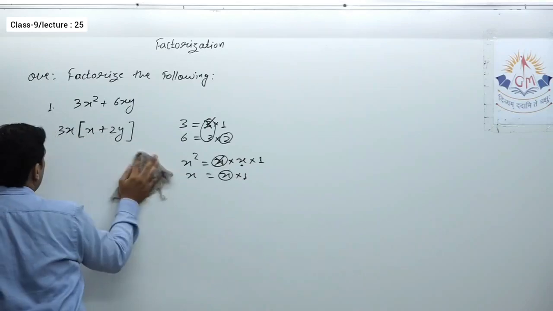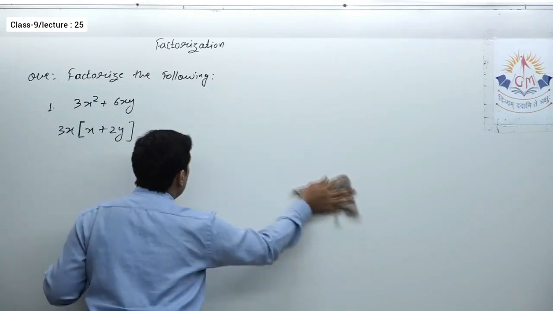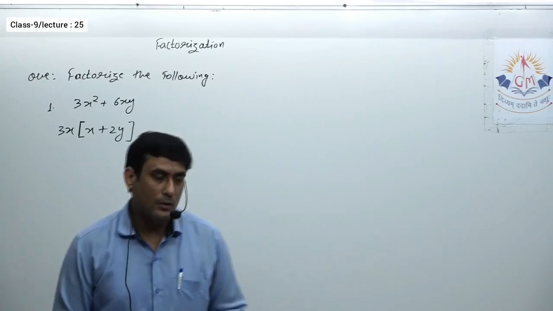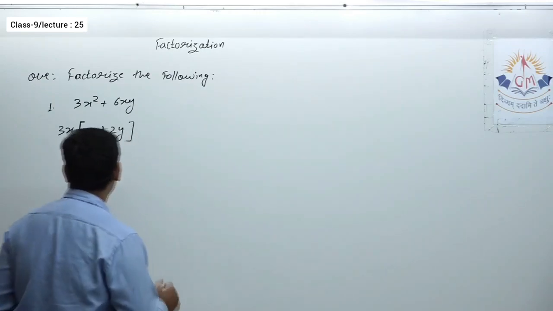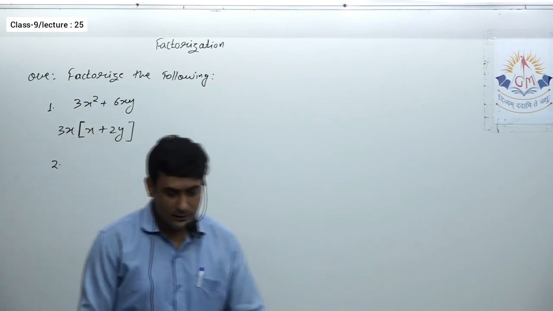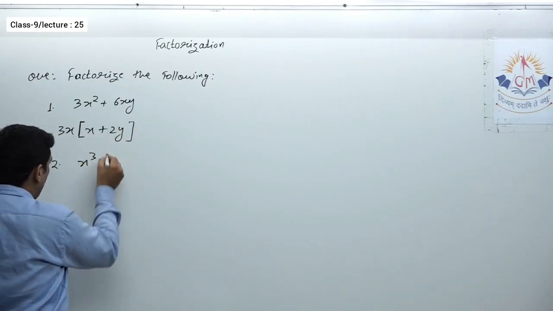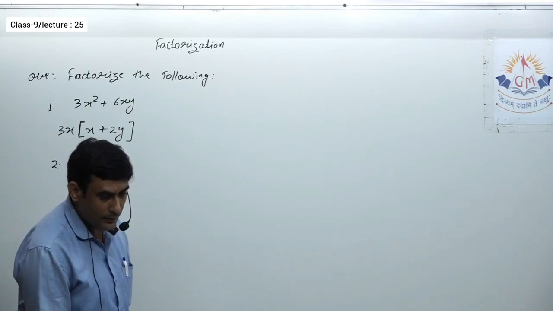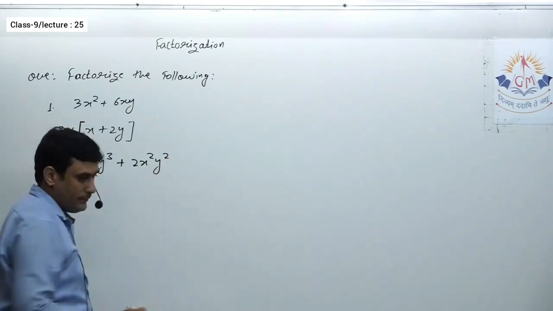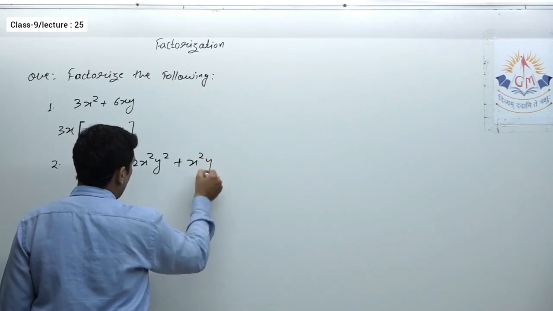This was the easiest or simplest question related to factorization. In this class we have to go in the depth of this factorization, but I'll start from the very basic question. So this was the first. Now let us take one more example. x cube y cube plus 2x square y square plus x square y raised to 4.